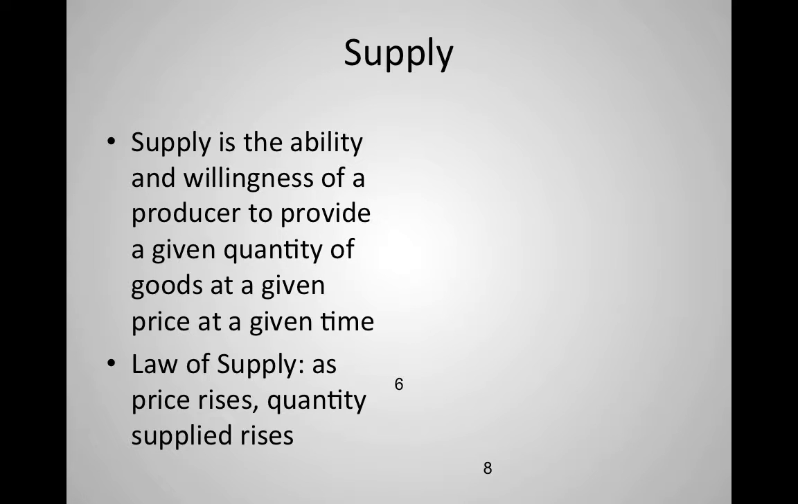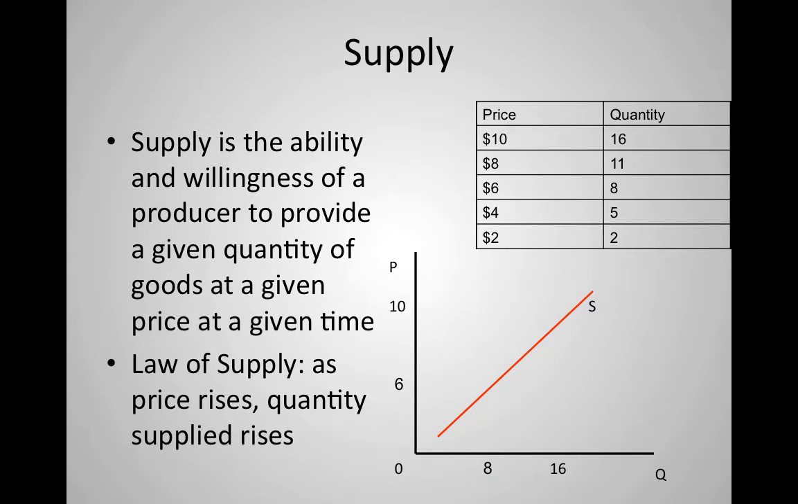And just note, the law of supply basically says it's kind of the opposite of demand. As the price rises, quantity supplied rises. Let's talk a little bit about why that is. But before we do, you can see the representation of the supply curve to your right, and you can see that as the price goes up, the quantity supplied also rises.